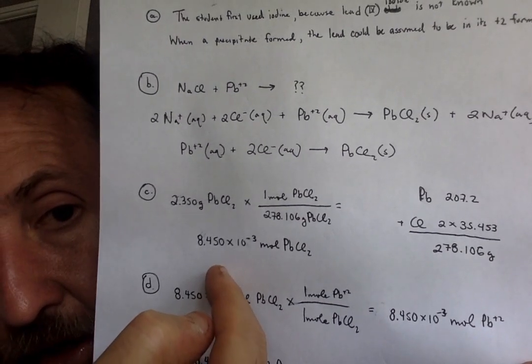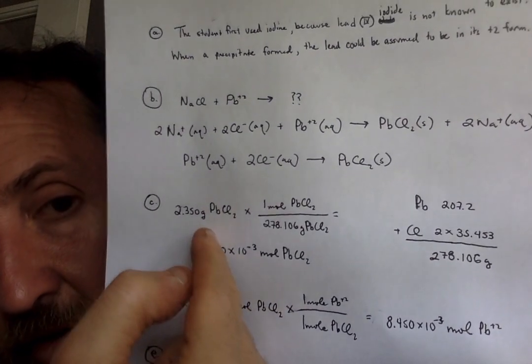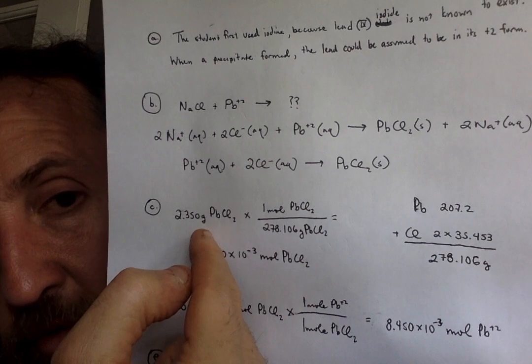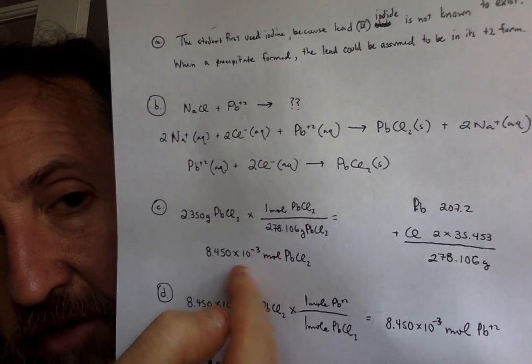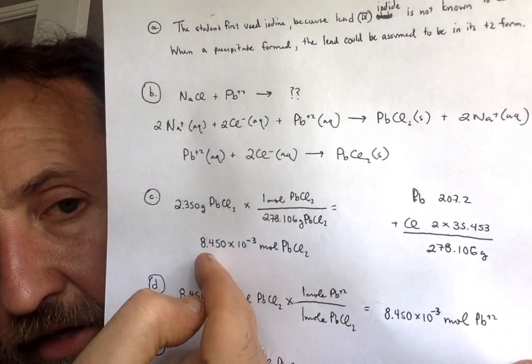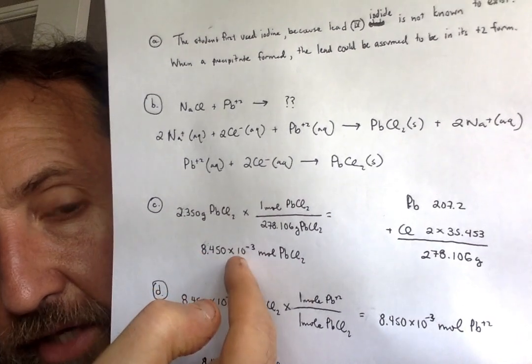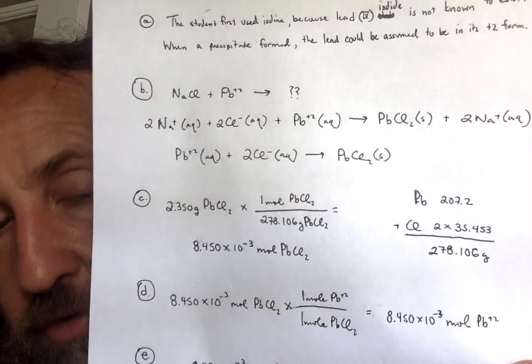And so, since I started here with 4 sig figs, I keep my 4 sig figs and I write it in scientific notation, so it indicates that I'm keeping those 4 sig figs. Determine the moles of lead 2 ions that are present in the unknown solution.